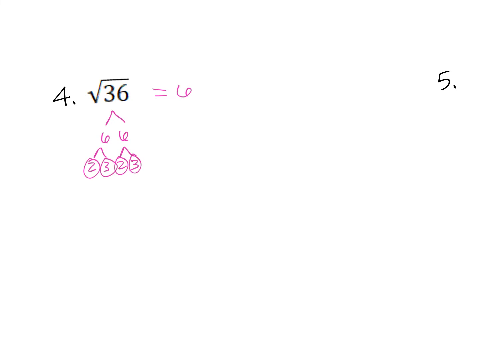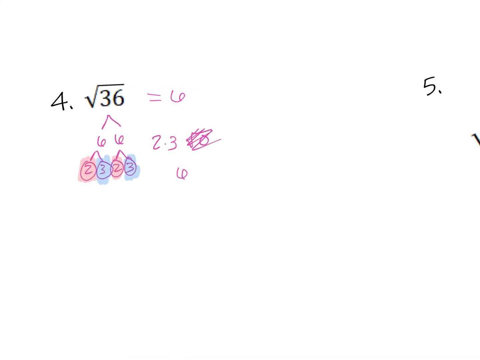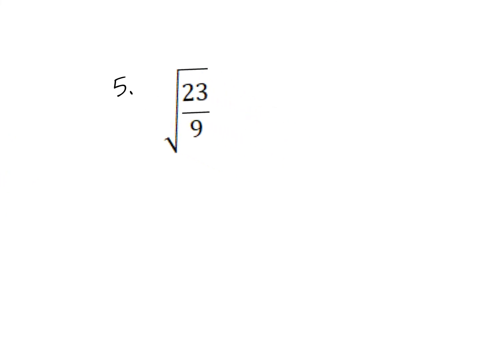And so this 2 pairs up with this 2, and this 3 is going to pair up with this 3. What that tells me is that inside the radical, I'm going to have goose egg, nothing. But outside, I'm going to have a 2 times 3. Well, this cancels, and I'm left with 6. So that is how radical 36 equals 6.